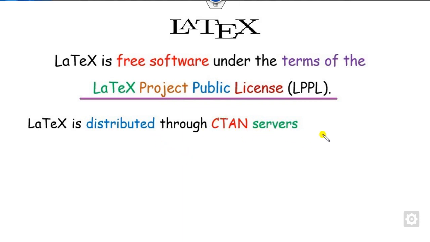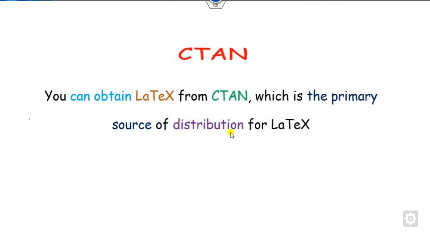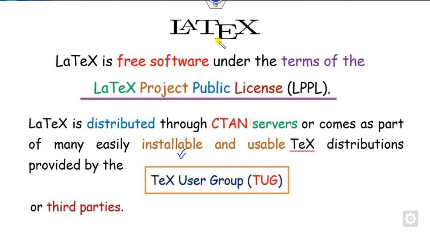What is the CTAN server? We will discuss here. So this LaTeX is distributed through CTAN, and also it is distributed through the TUG, that is the TeX Users Group, or any of the third parties. So you can easily install and use their documents with the help of the CTAN or the TUG library. You can obtain LaTeX from the CTAN library, which is the primary source of distribution for LaTeX.